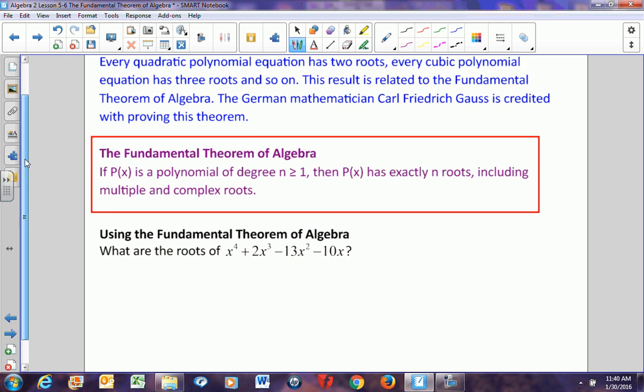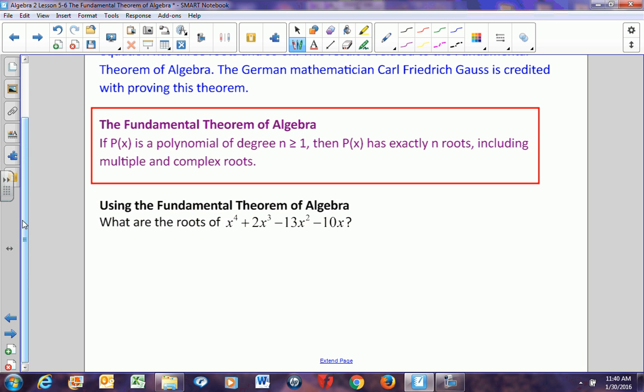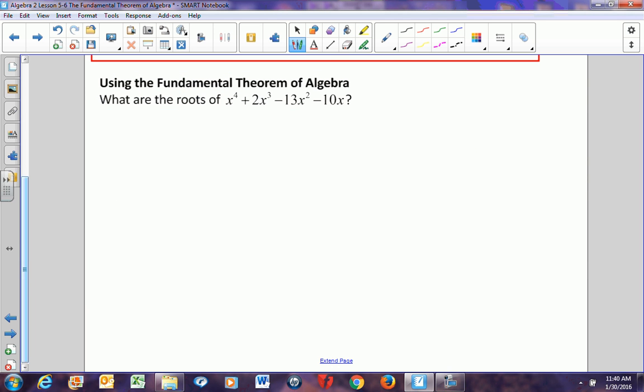So using the fundamental theorem of algebra, what are the roots of x to the 4th plus 2x to the 3rd minus 13x squared plus 10x? The degree of this is 4, so it has 4 roots. Not sure if they're real, complex, or a combination, so we have to figure that out.